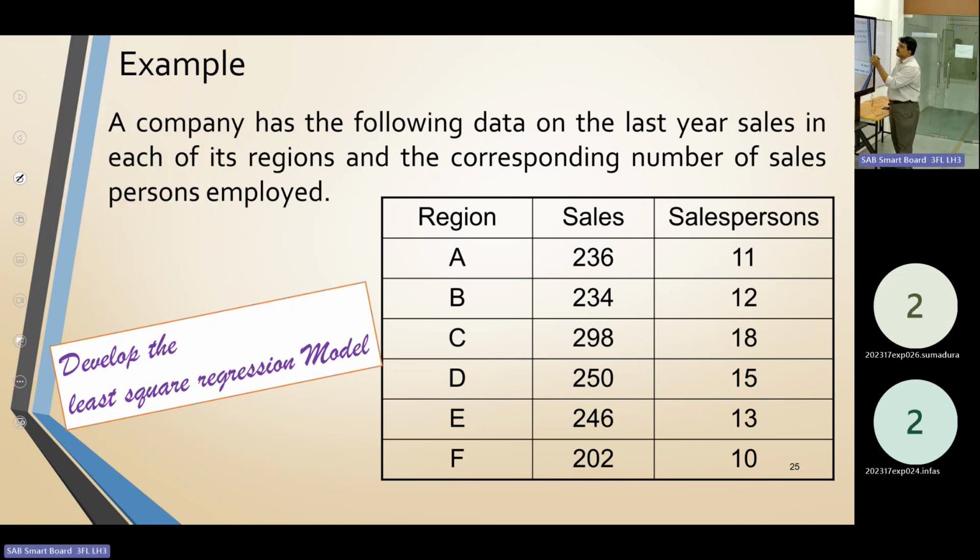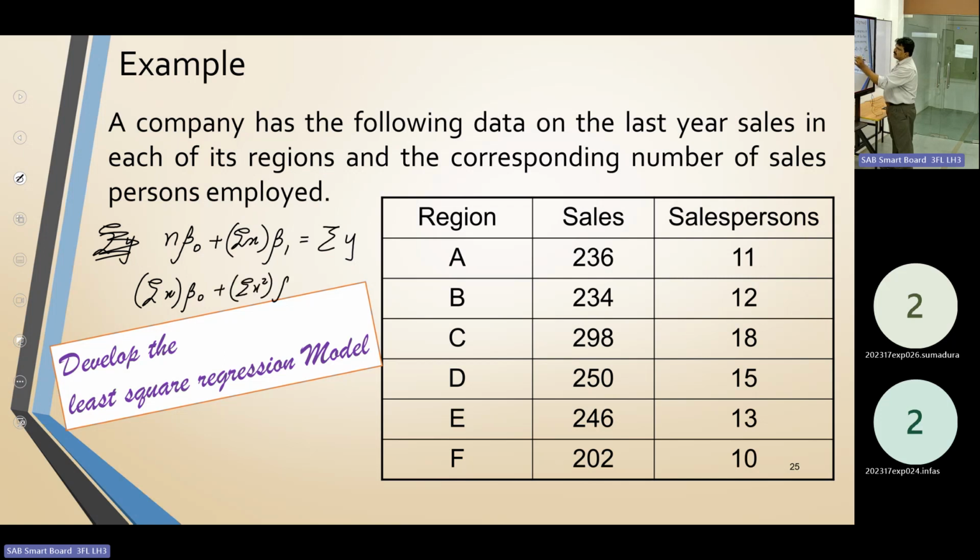Now the two models. What are the two normal equations? First one is n beta naught plus sigma x beta 1 equals sigma y. Second equation is sigma x beta naught plus sigma x squared beta 1 equals sigma xy. So those are the two normal equations.